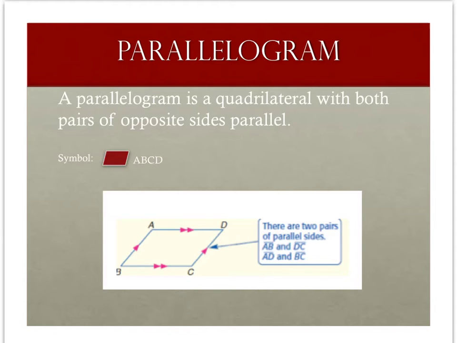A parallelogram is a quadrilateral with both pairs of opposite sides parallel. So here's my picture of my parallelogram. AB is parallel to DC, and AD is parallel to BC. The symbol you use for a parallelogram is that little symbol right there. Let me draw you one. So that's the symbol you use for parallelogram, and this is parallelogram ABCD.